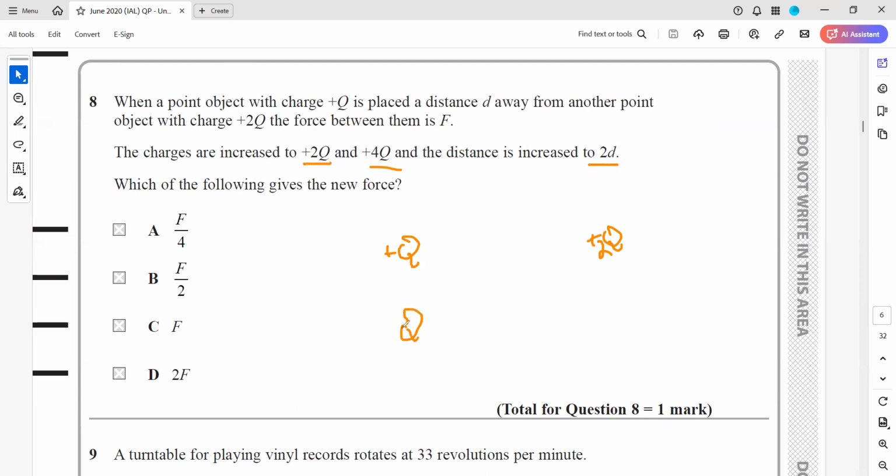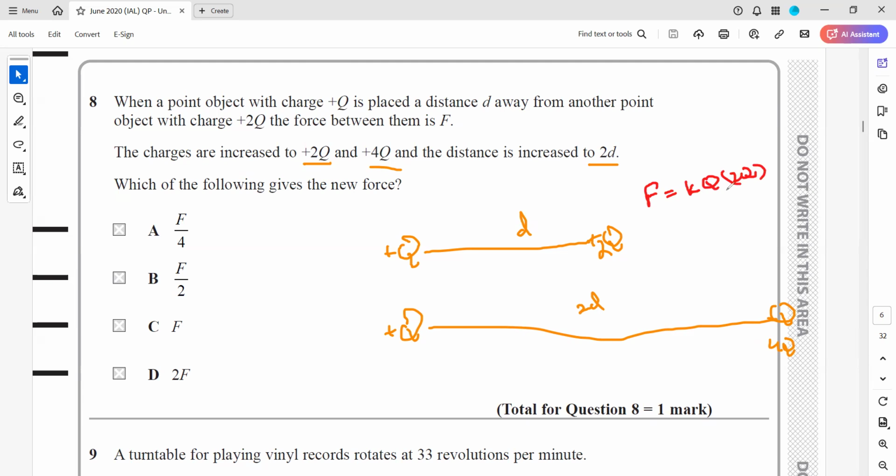What we did: the distance was d between them. Now we double the distance, making it 2d, and the charges are changed from q and 2q to 2q and 4q. What is the new force? What is the force between these two charges? That is given by the formula F = k q1 q2 over r squared. So F is equal to k times 2q squared over d squared.